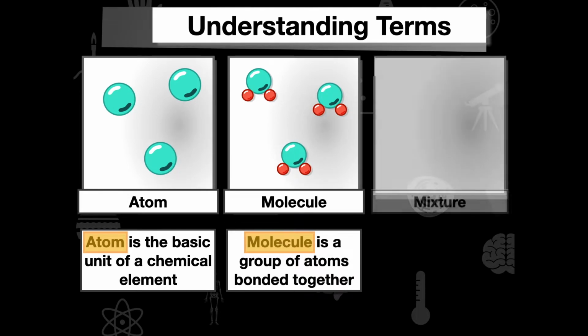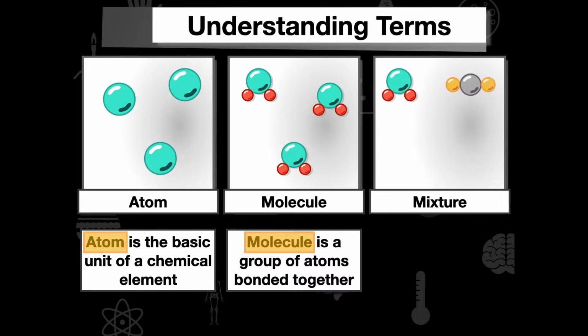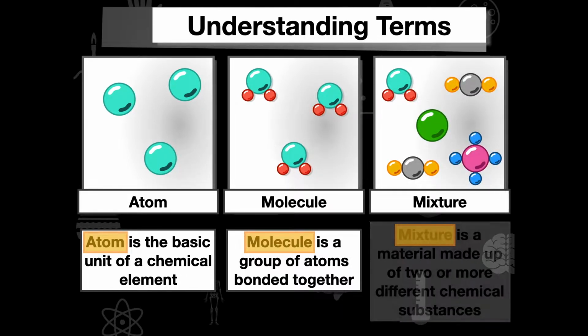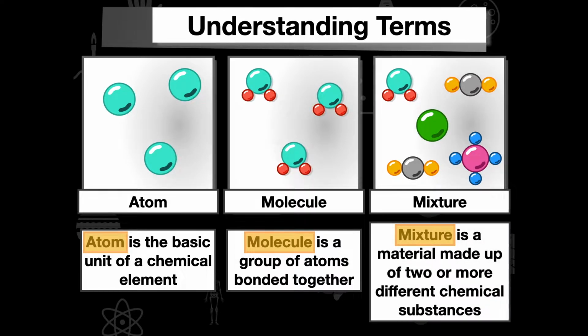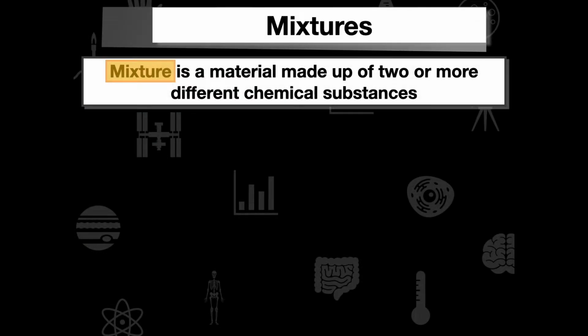Now lastly here, we need to understand what a mixture is. A mixture is made up of two or more different chemical substances. We can see that in the diagram to the right. What we see is multiple molecules mixed together in the same substance. So a mixture is a material made up of two or more different chemical substances.